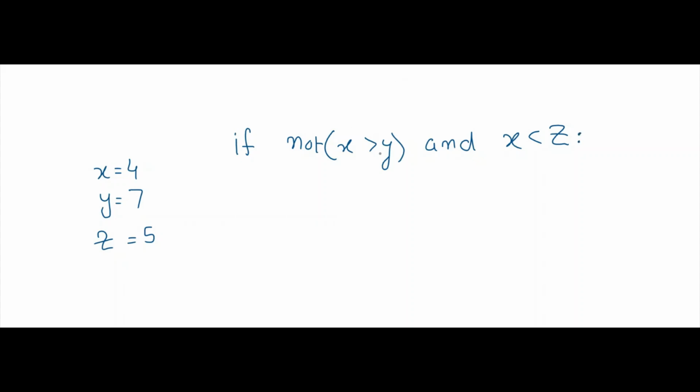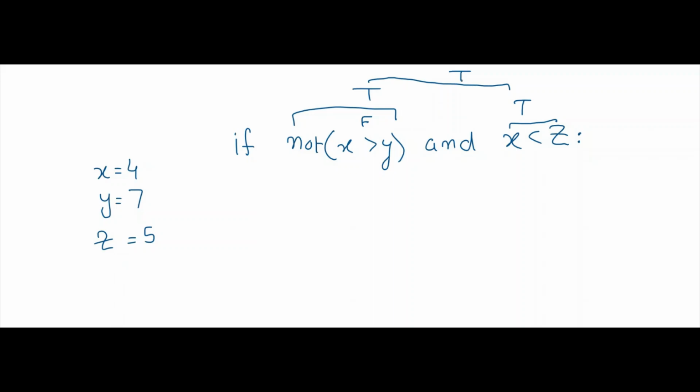Is x greater than y? That is false, right? But going through the not, that has become a true, right? Because not just reverses the operation. And then when we come in here, x is less than z, this is a true statement. So the overall result will be calculated from both ends, and our answer would be true, right? So let's see how we write that in Python.